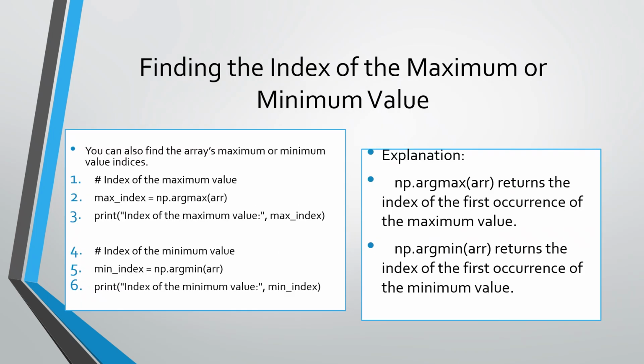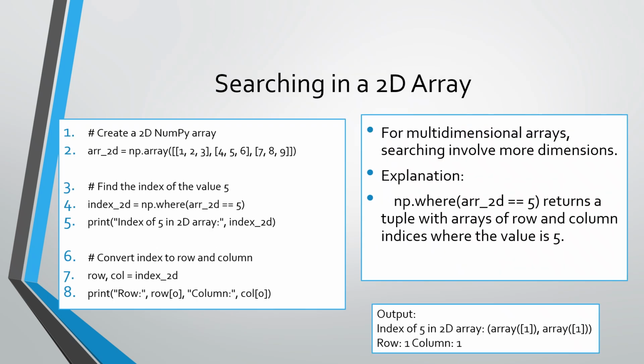The next function is argmax and argmin. We can find the maximum value indices or minimum value indices in an array. For that we have to use this function.